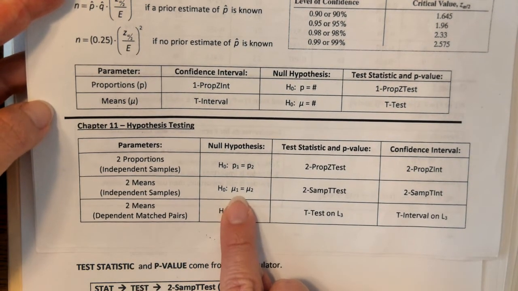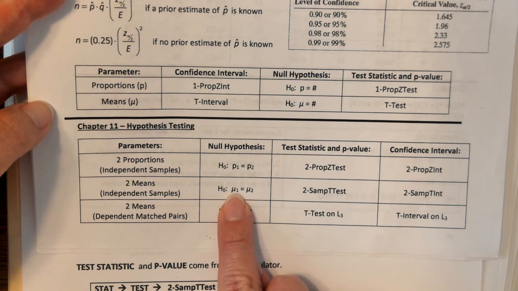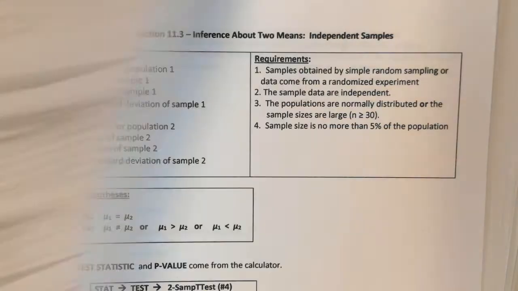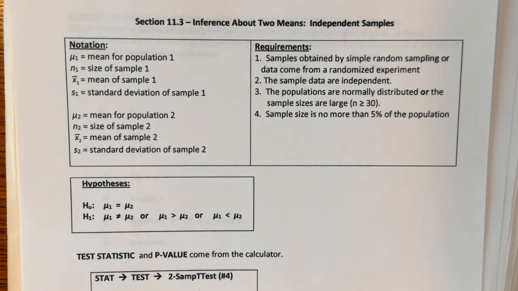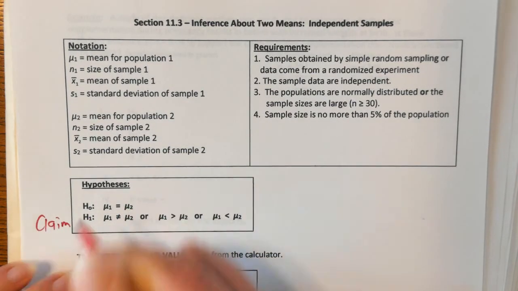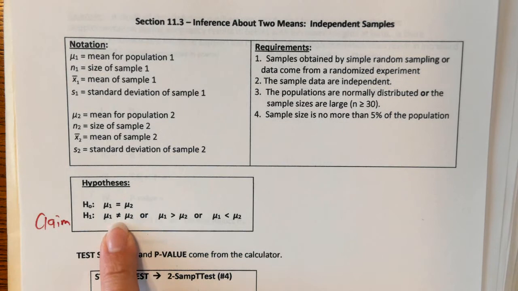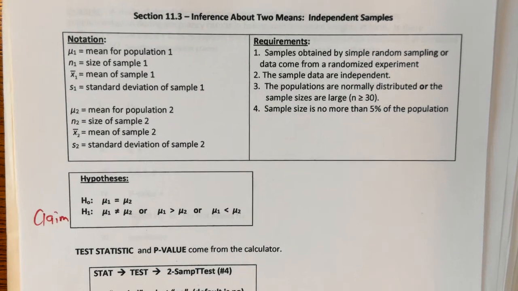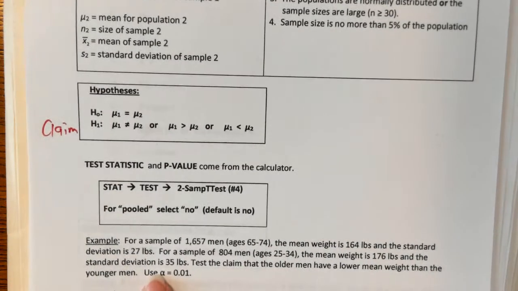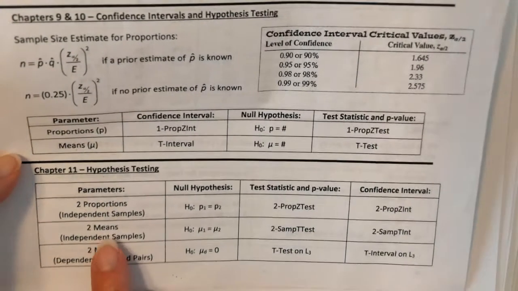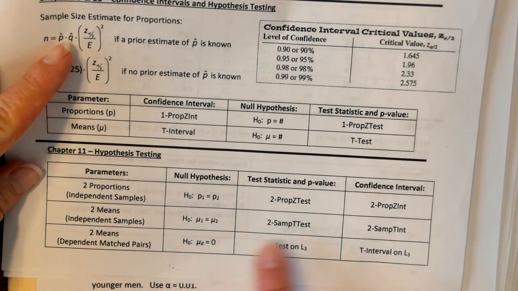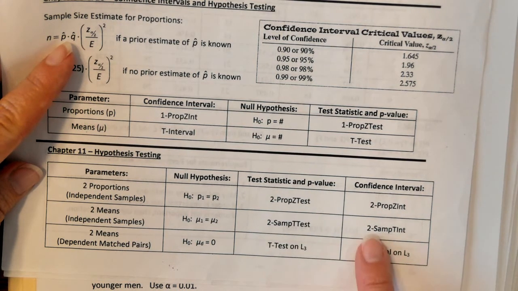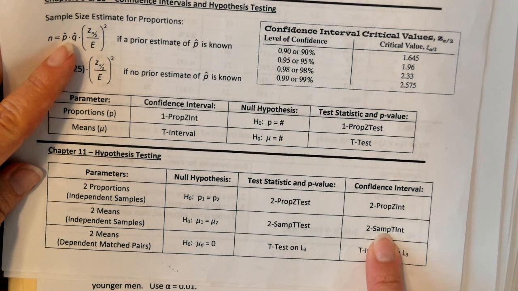Your null hypothesis has to be that the mean from population 1 equals the mean from population 2. That has to be your null hypothesis. Okay? Your alternative hypothesis, your claim, H1, will be that those means are not equal, or that mean 1 was greater, or that mean 1 was less than, whichever one applies. Okay? Your notes, or your formula chart, will remind you that when you're doing two means from independent samples, you will pick two sample t-test if you're doing a hypothesis test, and you will pick two sample t-int if you're doing confidence intervals. Okay?